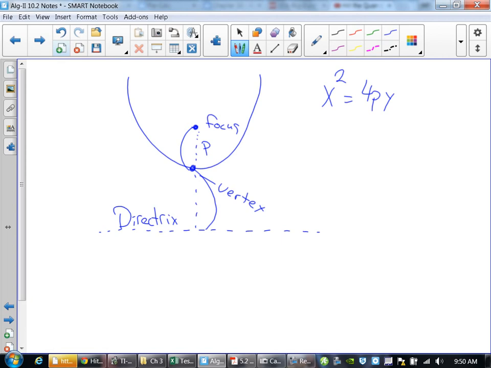working with directrix and focus looks weird, but it's really very easy to work with and to plot.